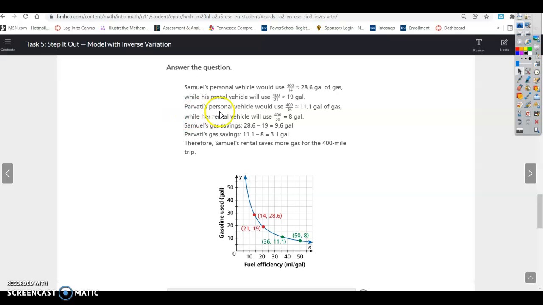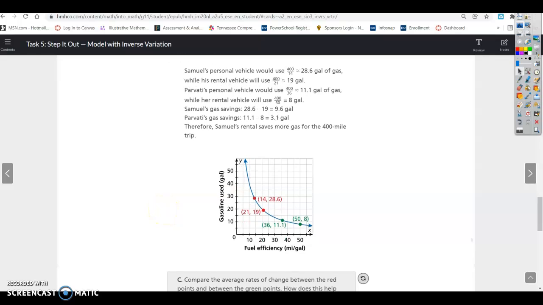All right, Par has a personal vehicle that would use 11.1 gallons of gas. Her rental vehicle would take 8 gallons of gas. So Sam's gas savings would be 9.6 gallons. And then whatever that is times the cost per gallon would be how much money he saved. But he's saving 9.6 gallons of gas. And Par is going to save 3.1 gallons of gas. Therefore, Sam's rental will save more gas over the 400-mile trip.